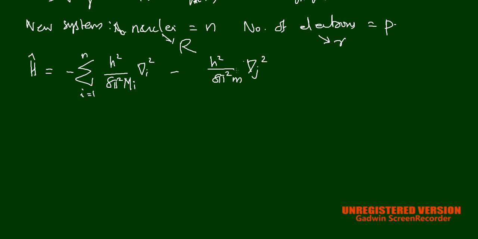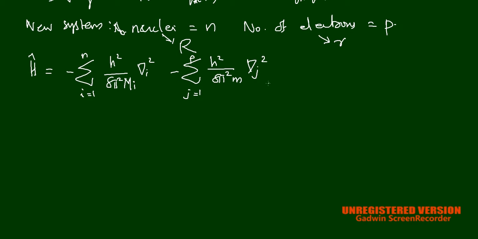That is a Laplacian operator for the jth electron. So I have p electrons in total, so I have to do this for all the p electrons. For that I include the sigma sign here, sigma j is equal to 1 to p. Then it will cover all the p electrons. So I have the kinetic energy operator for the p electrons in the system. Okay. Plus.